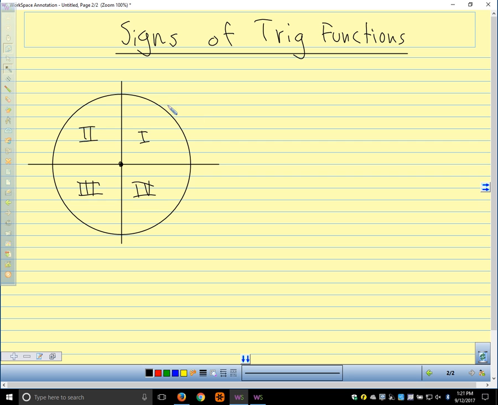All right, so the first quadrant. X and Y are both positive. So our x coordinate's positive, our y coordinate's positive. So what trig functions are going to be positive in that quadrant? All of them. All positive. So sine, cosine, tangent, cotangent, secant, cosecant are all positive functions.